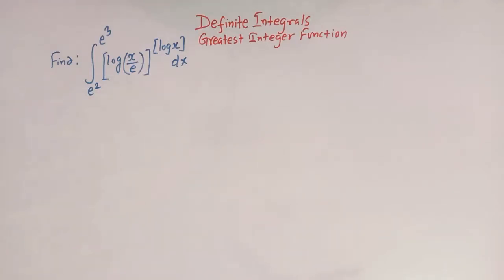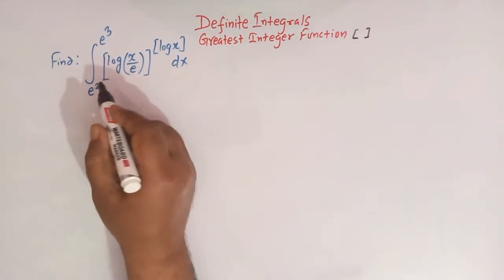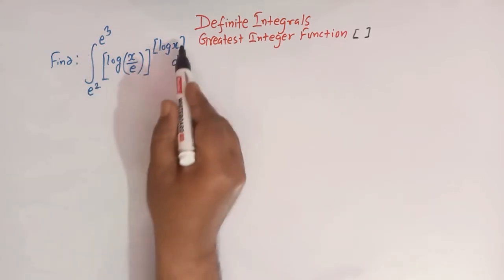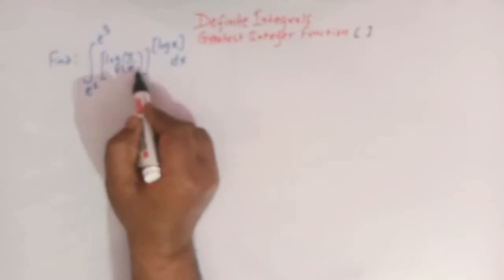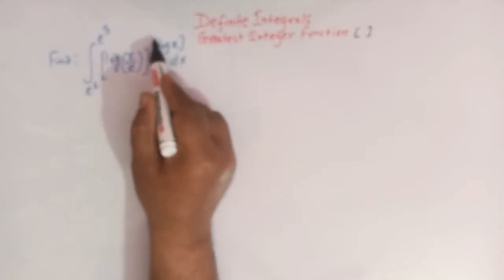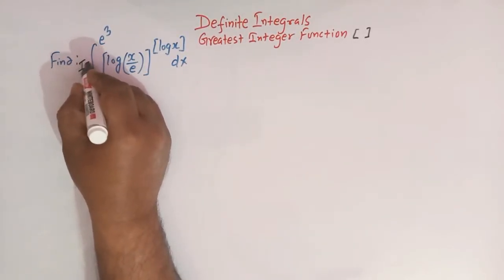Hello viewers, in today's class we are going to solve yet another important and conceptual problem from definite integrals. Here we have to solve this integral involving the greatest integer function. We integrate this function from e square to e cube, and the integrand is the greatest integer function of log x over e to the power greatest integer of log x. Let us call this integral I.